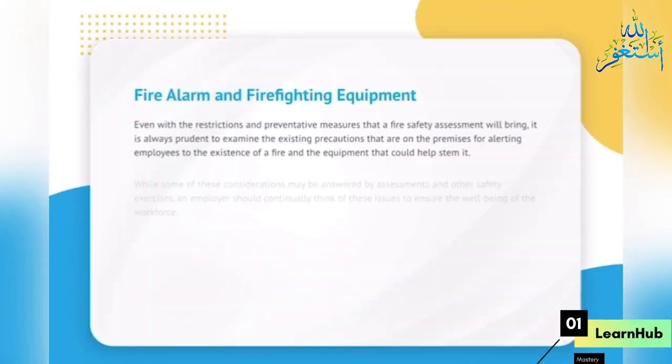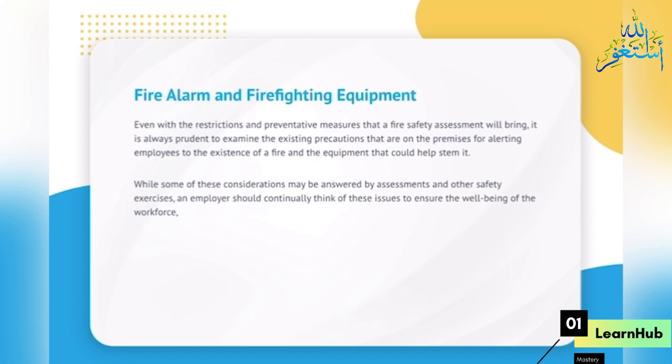Fire alarm and firefighting equipment. Even with the restrictions and preventative measures that a fire safety assessment will bring, it is always prudent to examine the existing precautions on the premises for alerting employees to the existence of a fire and the equipment that could help stem it. While some of these considerations may be answered by assessments and other safety exercises, an employer should continually think of these issues to ensure the well-being of the workforce.